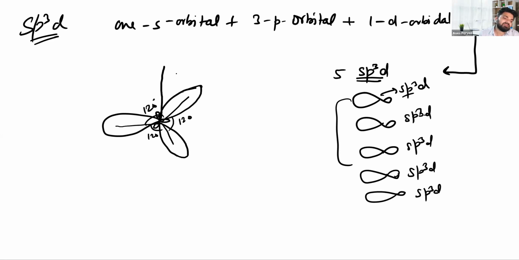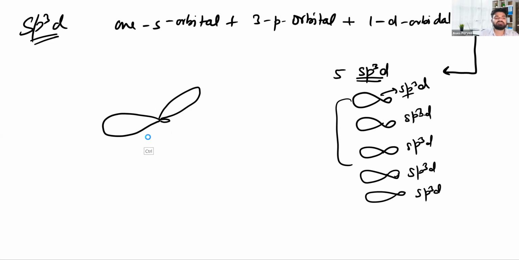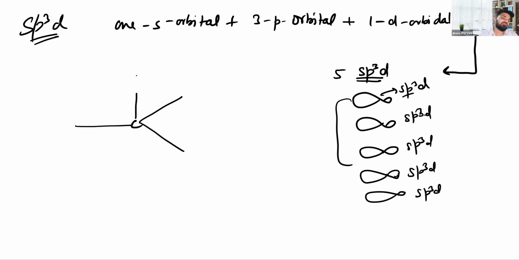So one bond will be above the plane, and one will be below the plane. If we draw this structure, it would be one central atom here, and this and this, and here we will have one, and here we will have one. So if you are looking at the bond angle, because this is going above the plane, let me show you like this.